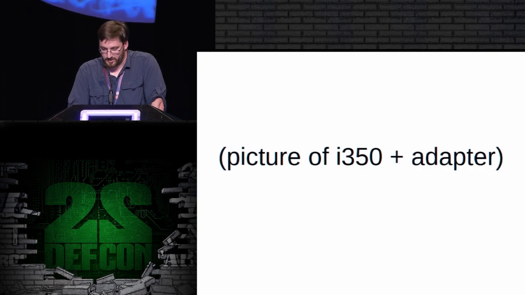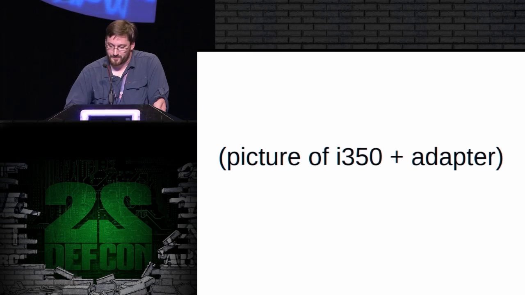So I didn't put the picture in. I wanted to get the demo working more than I wanted the slides to be pretty, so I hope that doesn't bother you too much.